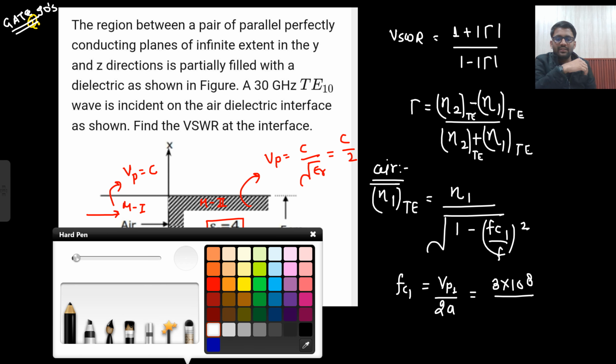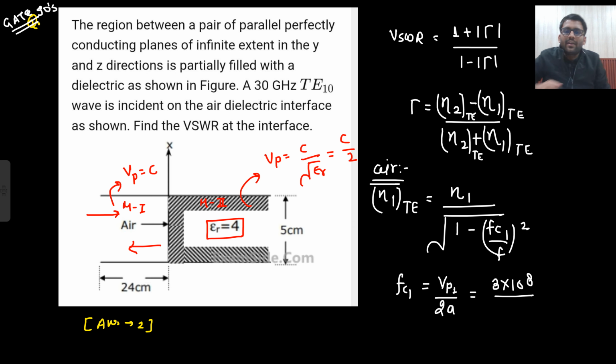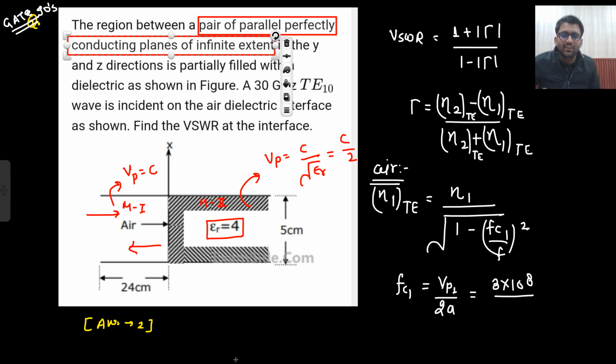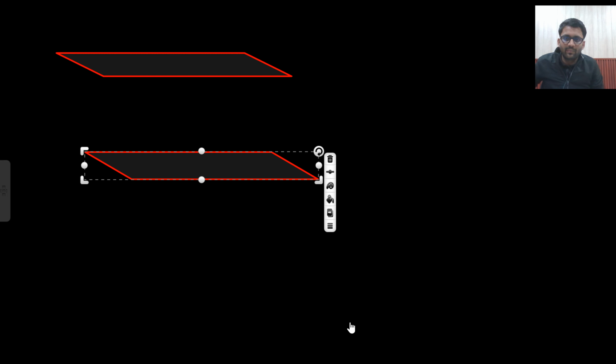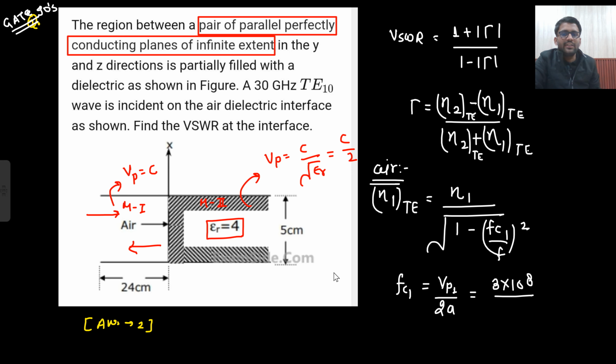Now here what is written? A pair of parallel perfectly conducting plates of infinite extent. So the scene is the plates are like this. Let me show it on the next page. Plates are extended to infinity like this. So what do you think, which value is given? A value or B value?